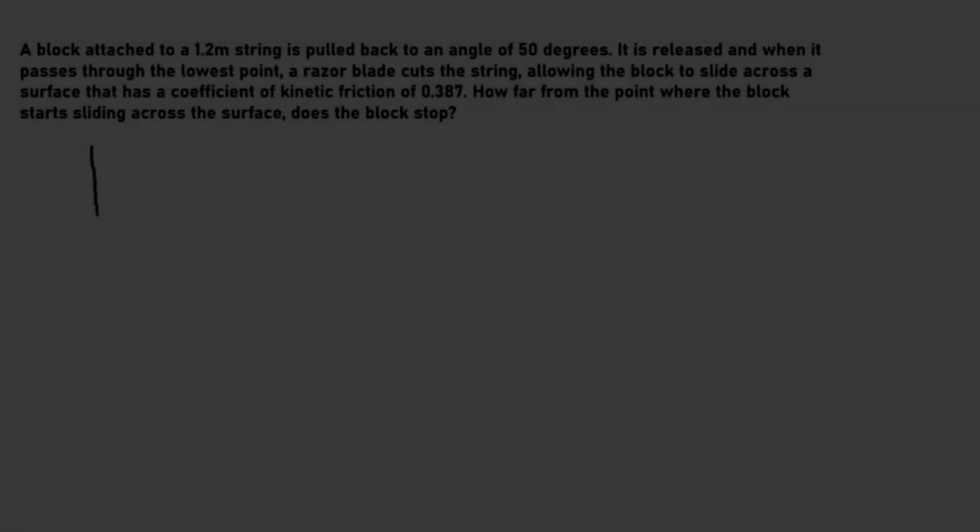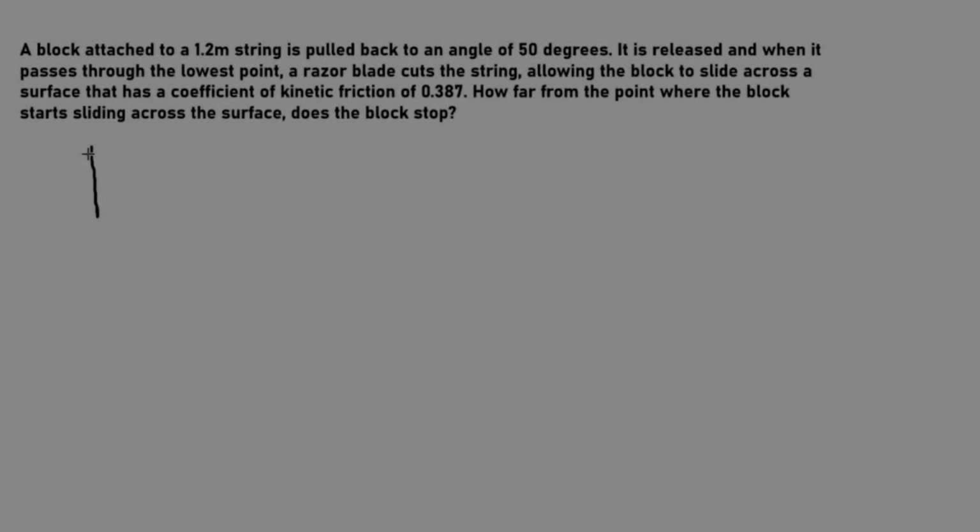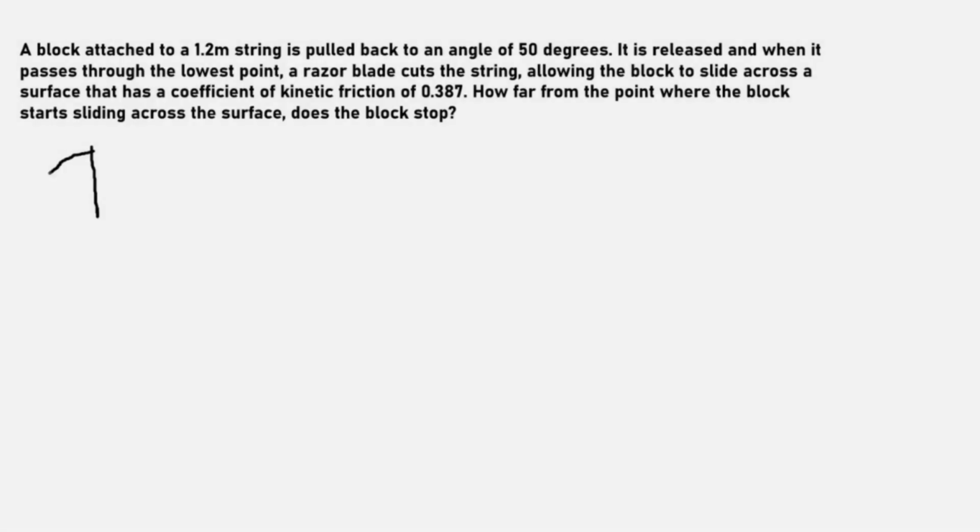Alright, so imagine we have a block attached to a 1.2 meter string, like this. That's 1.2 meters. But the string, however, is pulled back to an angle of 50 degrees. We'll say that's like that. It's the angle. If it is released, when it passes through the lowest point, which will be down here, a razor blade will cut the string, allowing the block to slide across its surface, like so. It has a coefficient of friction of 0.387. How far from the point where the block starts sliding across the surface will the block stop?